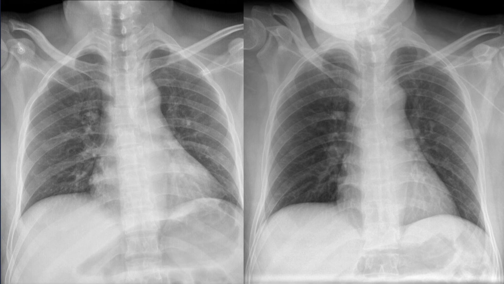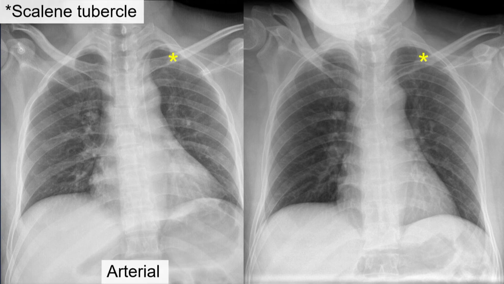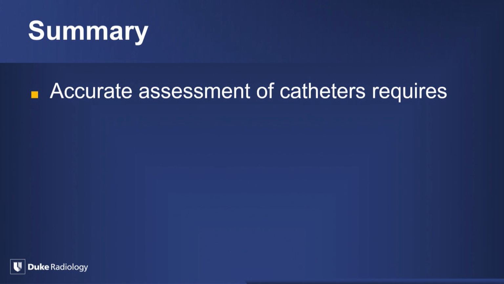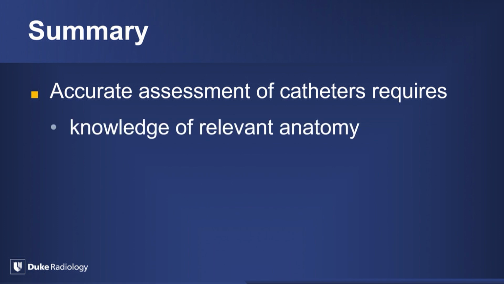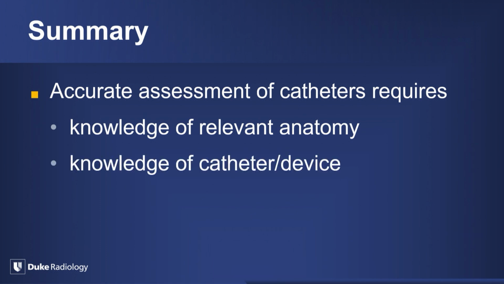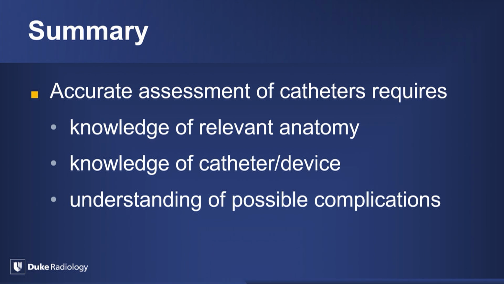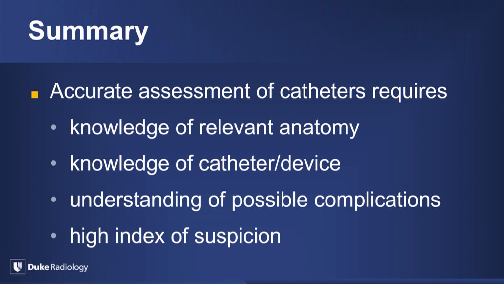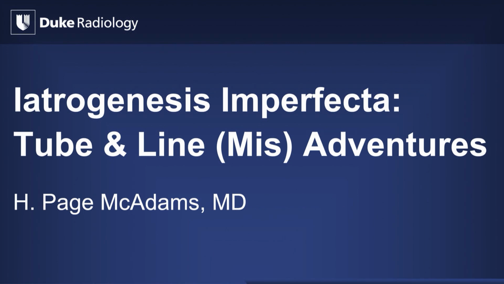Okay. And with that, last thoughts I'll leave you with. Accurate assessment of catheters on radiographs requires, first and foremost, knowledge of relevant anatomy, knowledge of the catheter and/or the device, for instance, knowing whether it's an axillary or femoral balloon, understanding the possible complications of that device, and most importantly, a very high index of suspicion for malpositions, etc. Thank you very much for your attention.